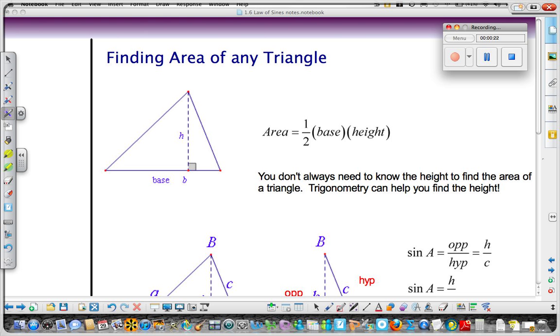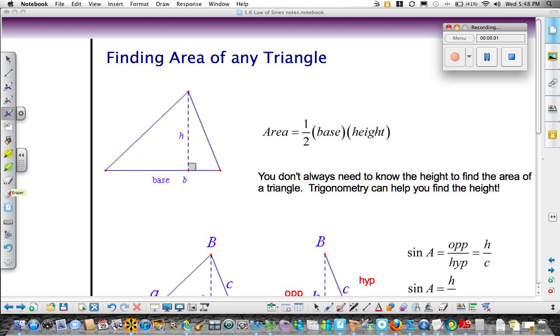I'm sure that in your previous life, you've learned that the area of a triangle is equal to 1/2 the base times its height, right? Okay, well, that's all well and good, but what if you don't know the height? If you actually know a little bit of other information, you can still find the area of that triangle.